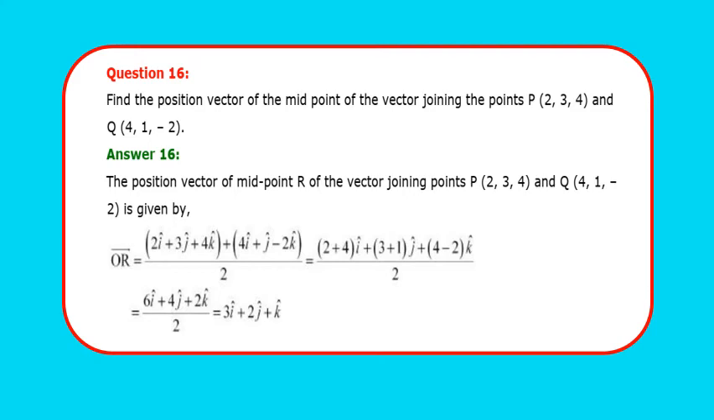Moving to question 16. Find the position vector of the midpoint of the vector joining the points 2 3 4 and 4 1 minus 2. So let the position vector of the midpoint R of the vector joining the points P 2 3 4 and Q 4 1 minus 2 be given by 2i plus 3j plus 4k plus 4i plus j minus 2k upon 2, which is equal to 2 plus 4 into i plus 3 plus 1 into j plus 4 minus 2 into k upon 2, which will be equal to 3i plus 2j plus k. Clear? So pause and note down the solution.